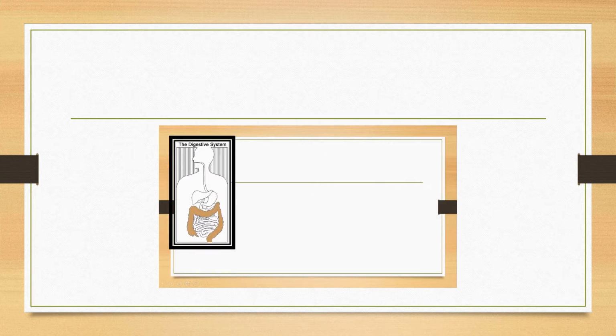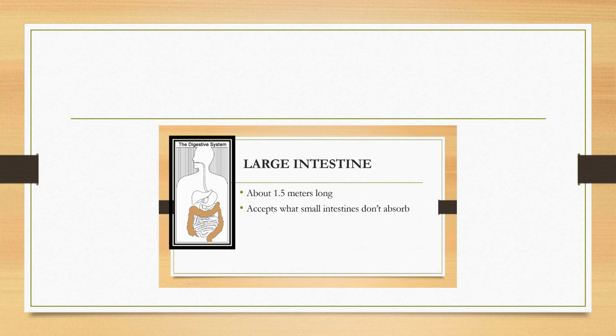Next, we have the large intestine. The large intestine is about 1.5 meters long. It accepts what the small intestine doesn't absorb. So those products that were not absorbed by the small intestine will proceed to the large intestine. As you can see, this long portion here, the brown one, is our large intestine. This is where waste products from the small intestine go into.